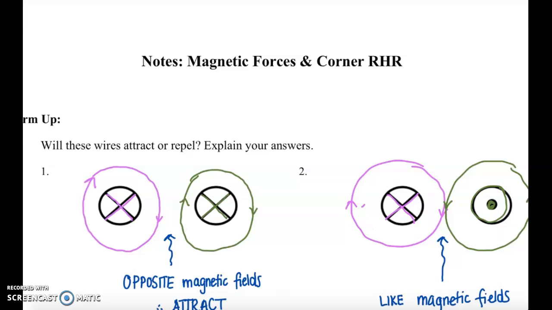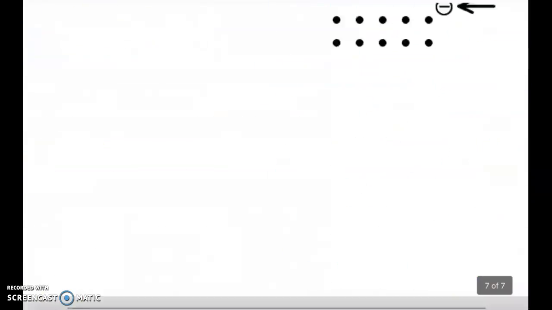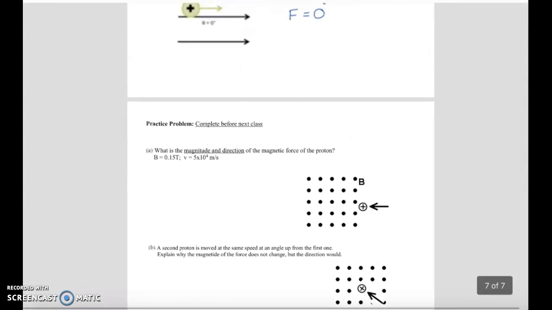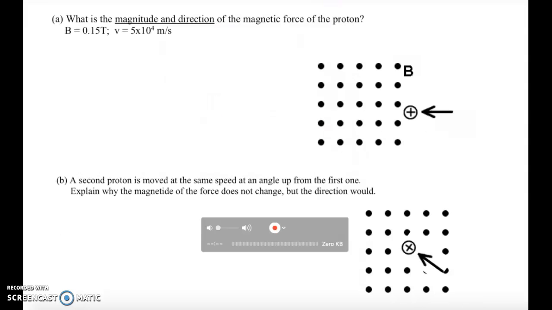Okay, this is going to be a guided practice problem that was at the end of notes on magnetic forces and the corner right-hand rule. And this practice problem looks something like this. Part A says, what is the magnitude and direction of the magnetic force of this proton? We're given the magnetic field B and the velocity V.